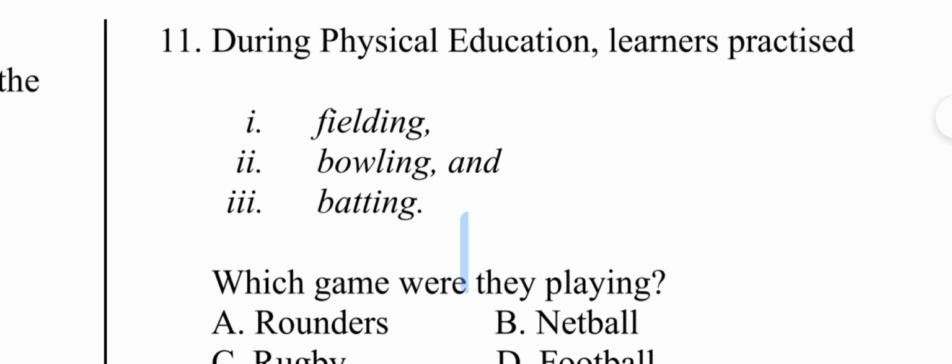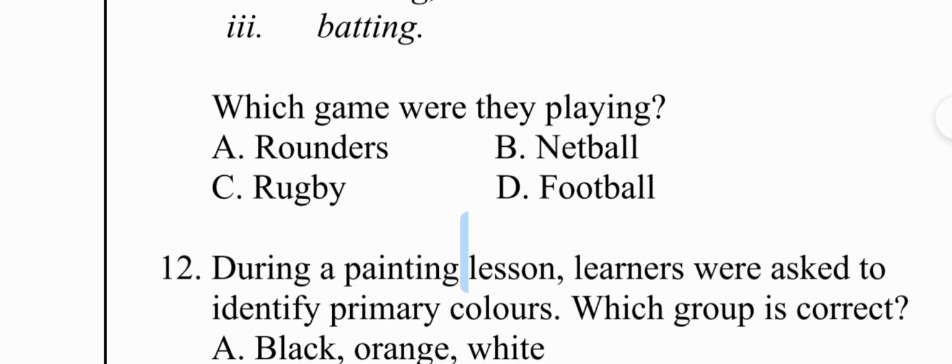Then after number 10, we go to number 11, which says, during a physical education, learners practiced fielding and bowling and batting. So, which game were they playing? This one is the game of rounders. It can be rounders. Then the correct answer there is A.